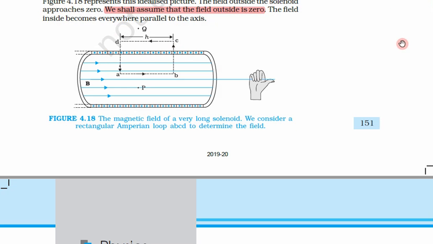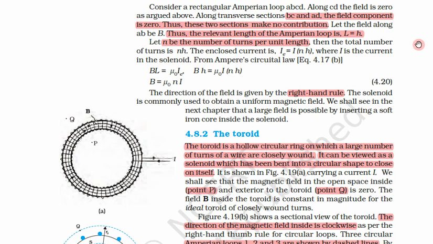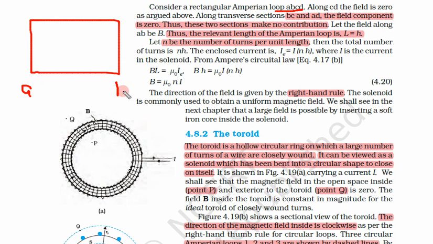The same thing is written there. Let us read this. Consider a rectangular Amperian loop ABCD. So this was the loop. Along CD, the field is 0. So this was our loop, A, B, C and D. And this was our solenoid. This is the field direction. Along CD, the field is 0 as argued above because the outside field is 0.